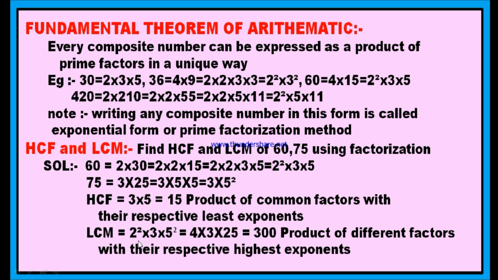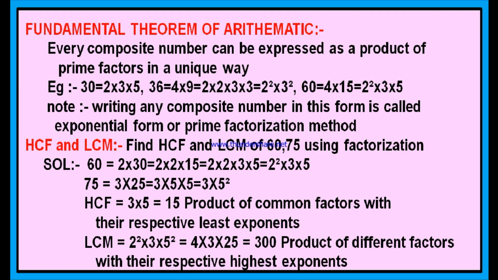And you find the product of all these. 2 square is 4, and this is 3. 5 square is 25. 4 into 3 into 25: 4 into 25 is 100, into 3 is 300. Therefore, the product of different factors with their respective highest exponents is LCM, and the product of common factors with their respective least exponents is HCF.